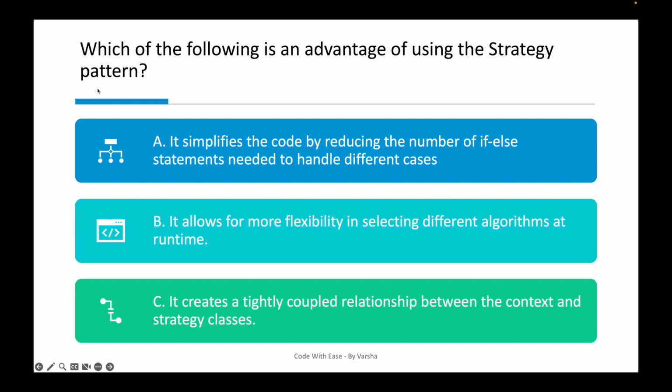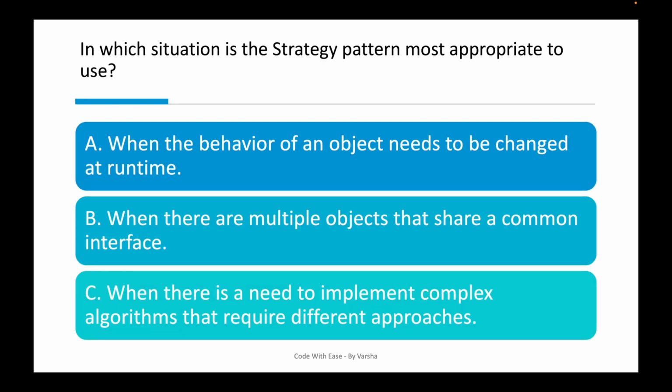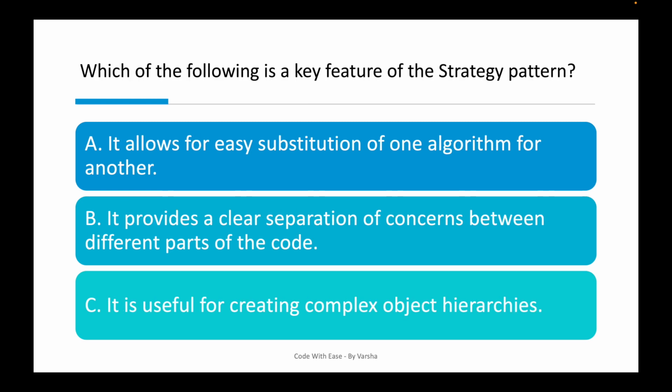Moving on to the next question: in which situation is the strategy pattern most appropriate to use? These are the options: when the behavior of an object needs to be changed at runtime, or if there are multiple objects that share a common interface, or when there is a need to implement complex algorithms that require different approaches. Moving on to the next and the last question: which of the following is a key feature of the strategy pattern? It allows for easy substitution of one algorithm for another. It provides a clear separation of concern between different parts of the code. It is useful for creating complex object hierarchies.